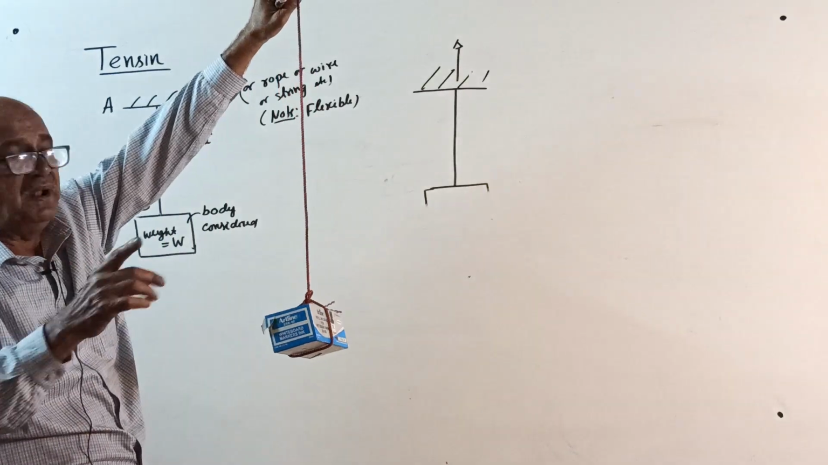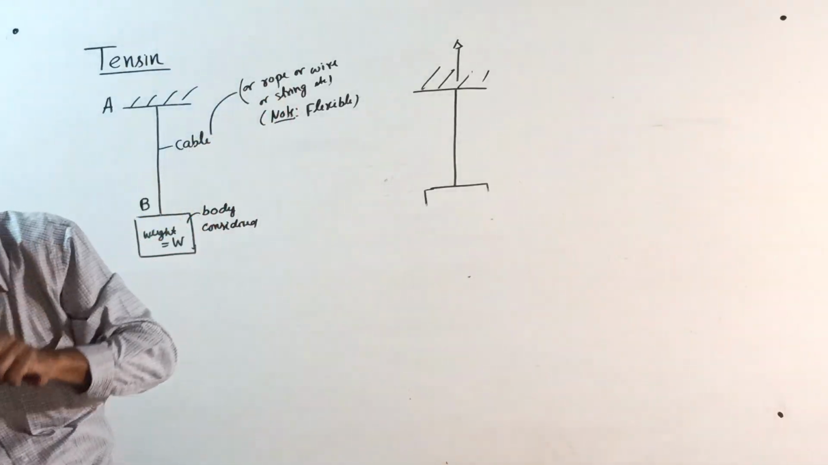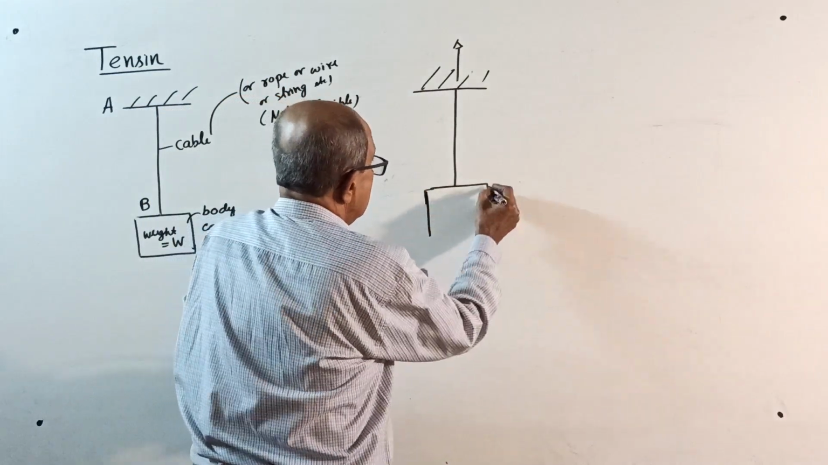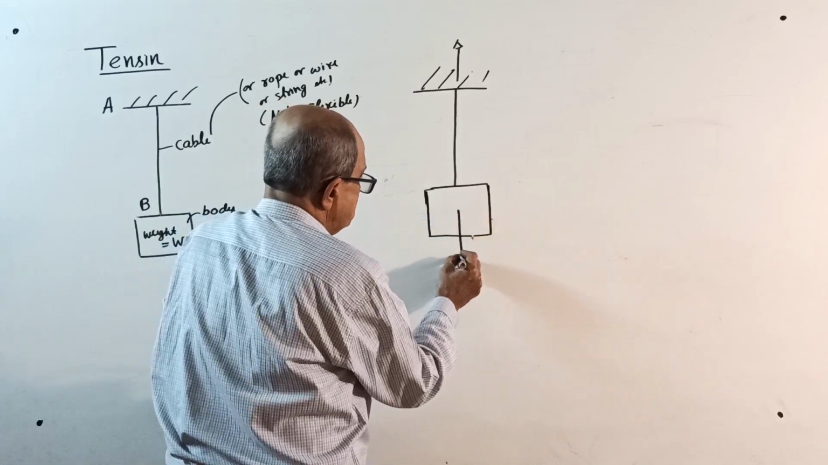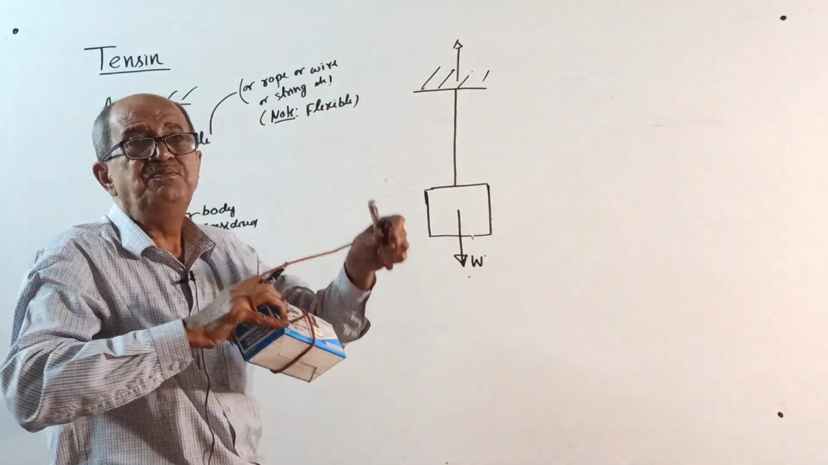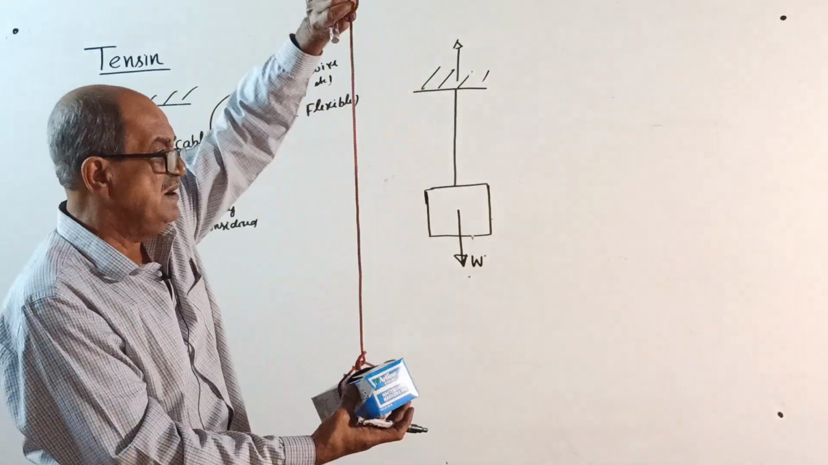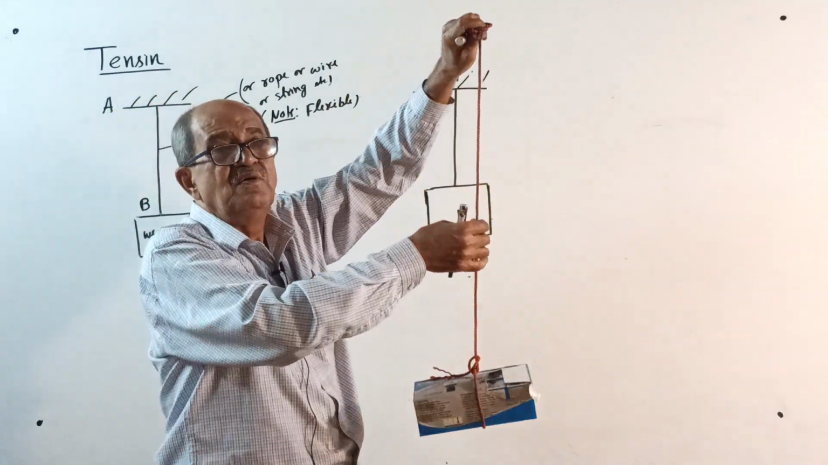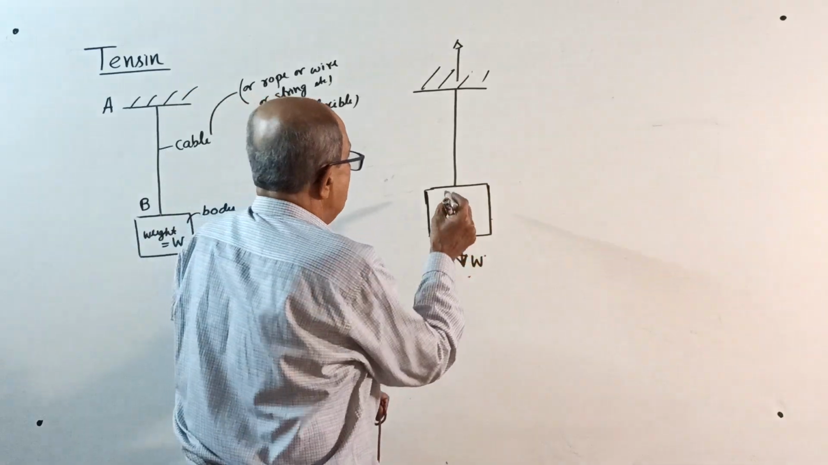Now, what will happen? This body weight is acting down. I'll show it now one by one. See, this body weight will be acting down. But if there is no cable, it will fall down. So for equilibrium, this cable will be lifting the body up. See here. This cable will lift the body up.